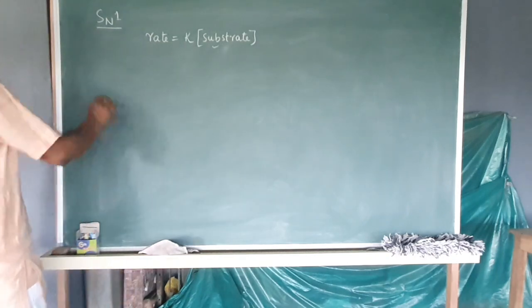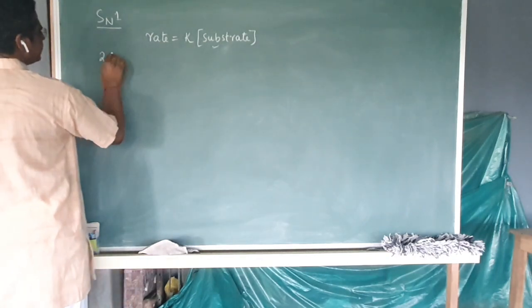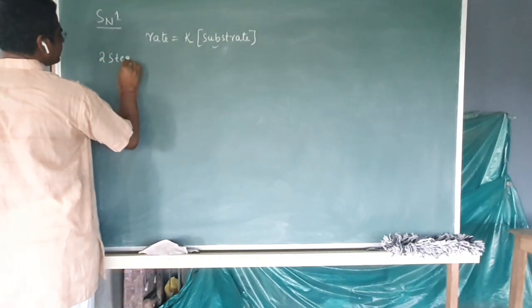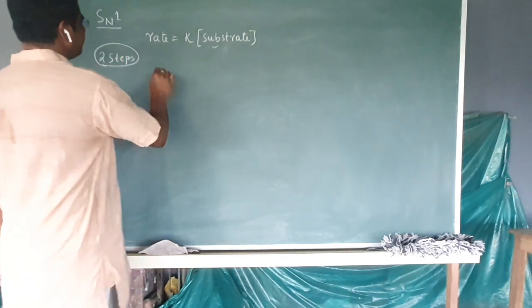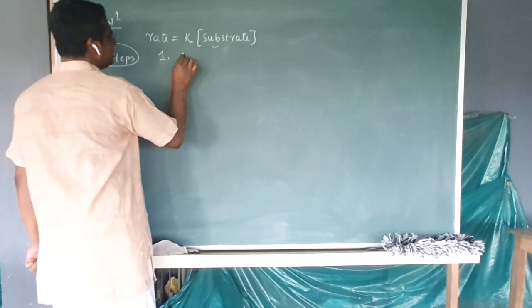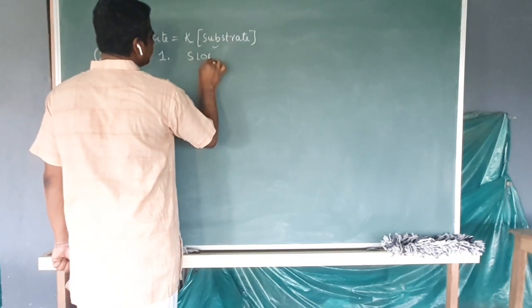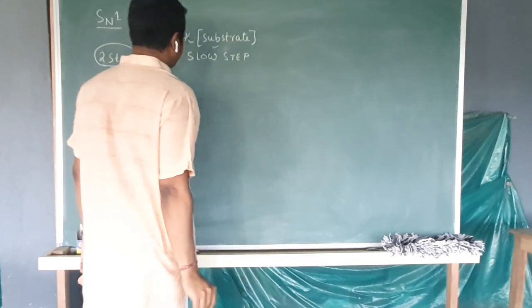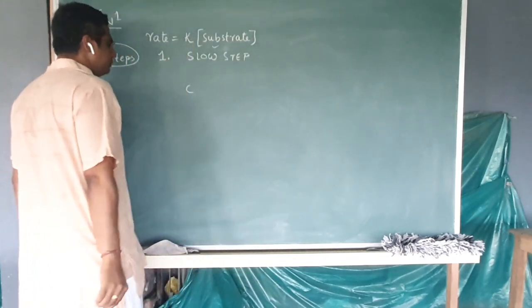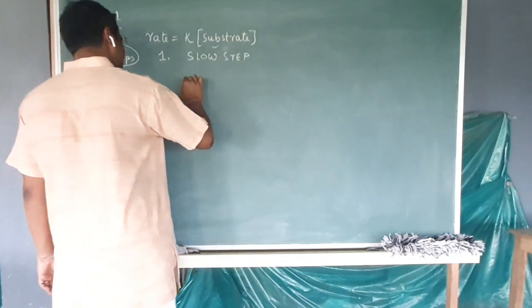Okay. So how does it react? Let's see. There are two steps here. Two steps. The first step, step number 1, is the slow step. Slow step. What happens in the slow step? This carbon, I will draw some pictures now.